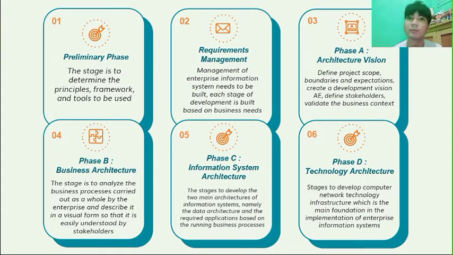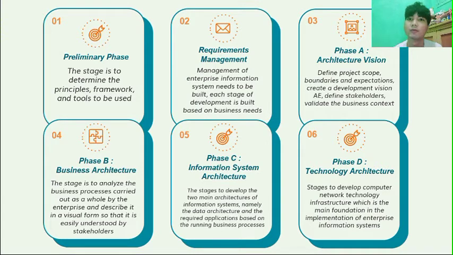The first one, preliminary phase, is the stage to determine the principal framework and tools to be used. Second is requirement management. Management of enterprise information system needs to be built. Each stage of development is built based on business needs. Phase A, architecture vision. Define project scope, boundaries, and expectation. Create a development vision, EA, define stakeholders, validate the business context.